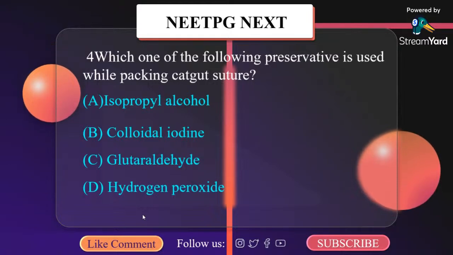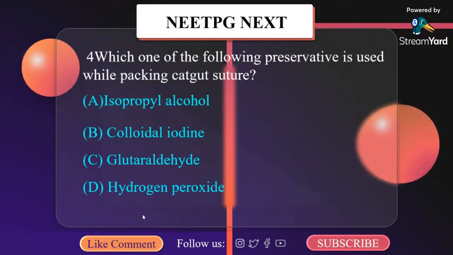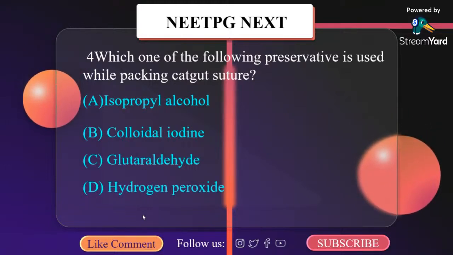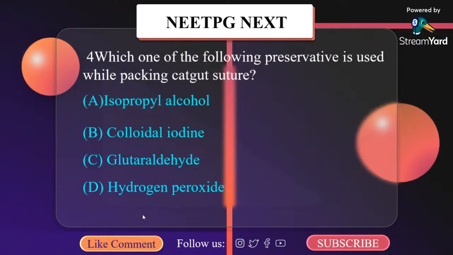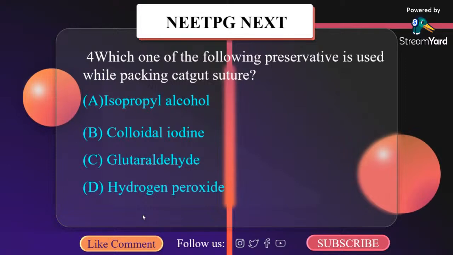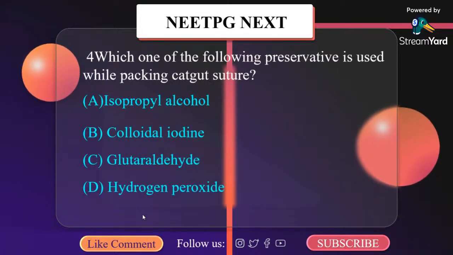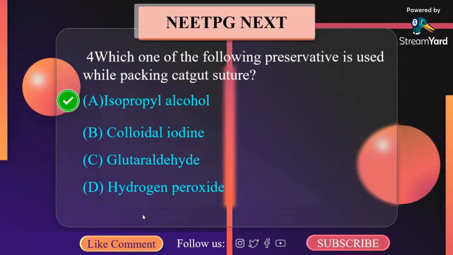10% isopropyl alcohol is a routine packing fluid used for packing catgut suture. Catgut suture is available in glass tubes containing isopropyl alcohol and a small quantity of water. Catgut is prepared from the intestine of sheep. So the correct answer here is isopropyl alcohol.